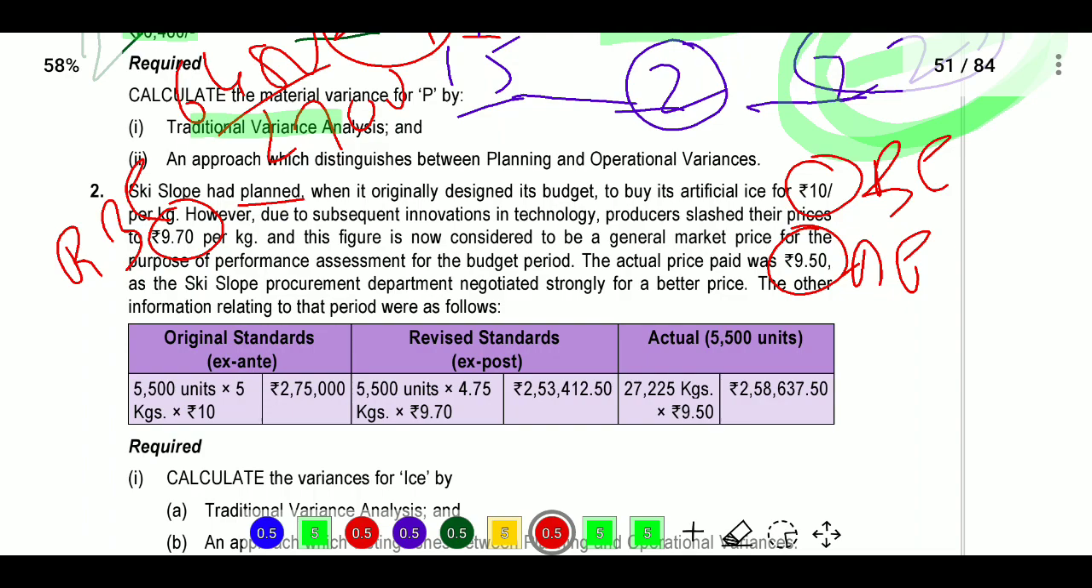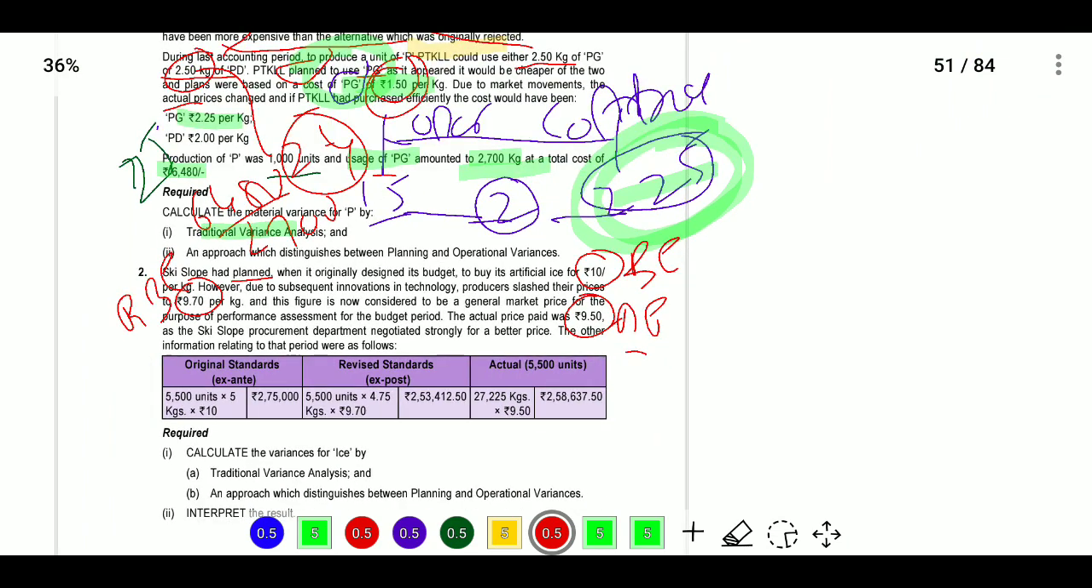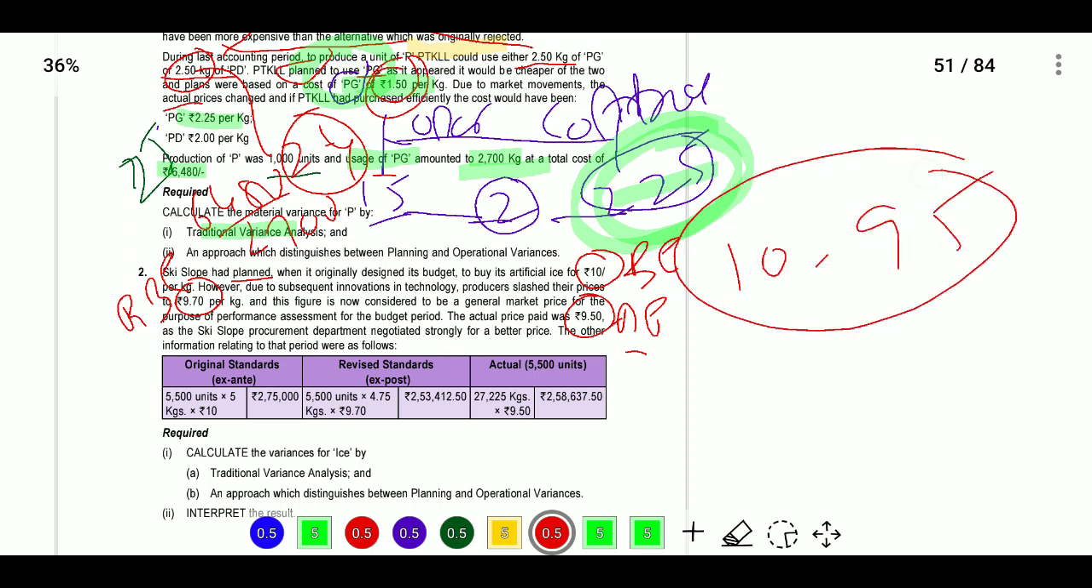Next, if you want to go for price variance, what will give the price variance? Traditionally, we go with budget against actual. So 10 minus 9.5, into the actual quantity. What is the actual quantity? They provided it directly: 27,225 is the actual quantity. That is how we get the traditional variance.